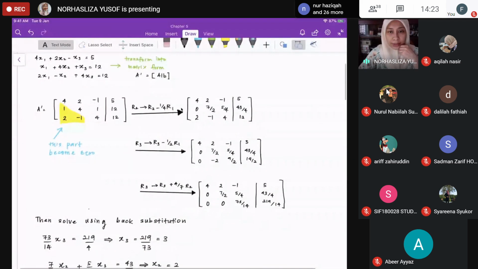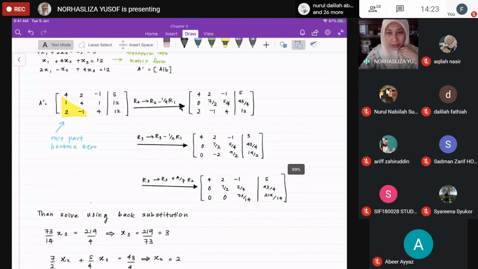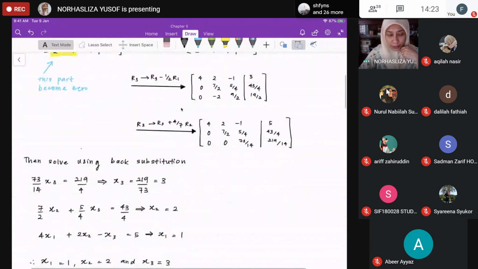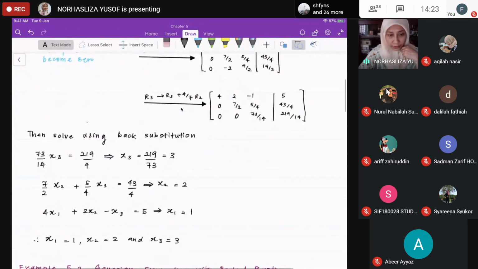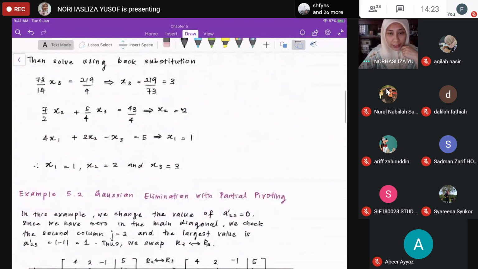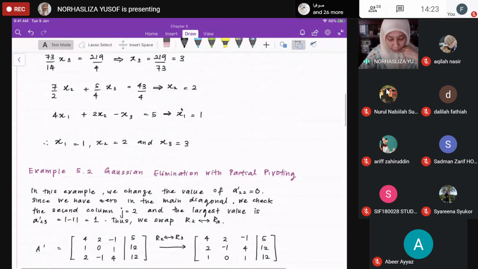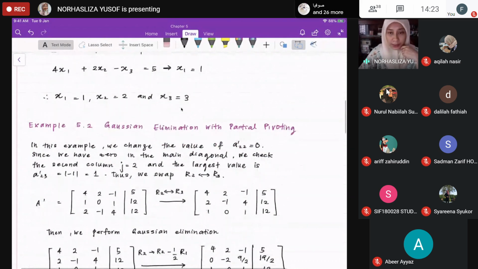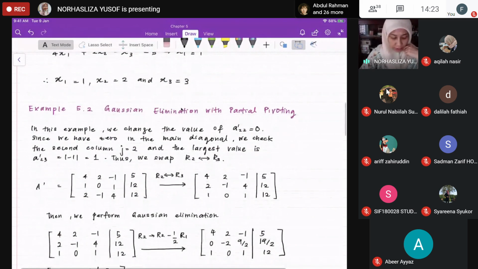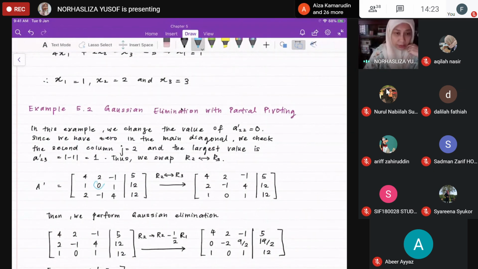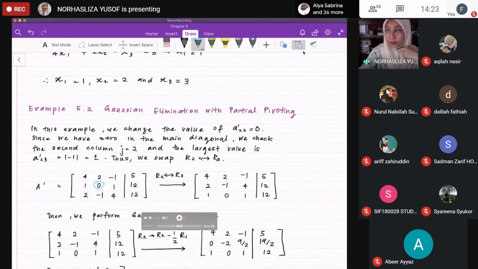So when we have this value, you can see that we can do the matrix operation, okay? And then we can solve by using backward substitution, okay? So then, example 5.2, okay, by using the same example as 5.1, we use the same matrix, but here you can see that I put the main diagonal as 0, okay? So from there, you have to identify how to swap the matrix.